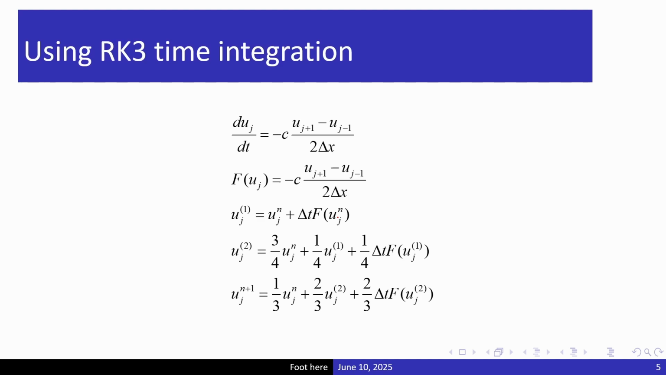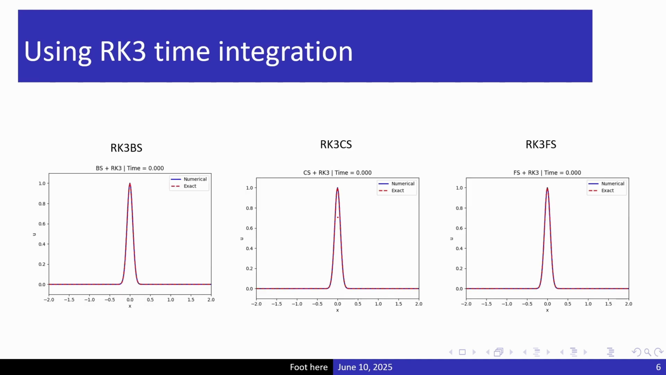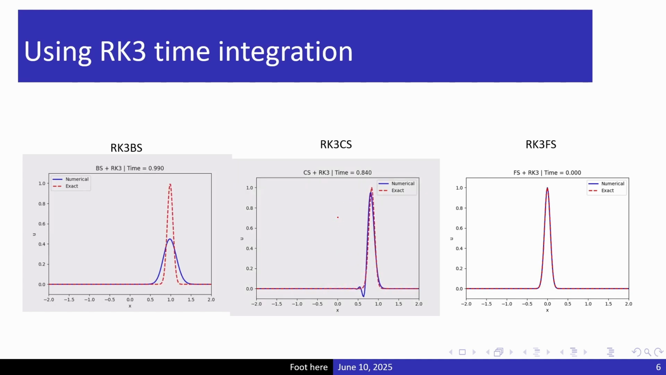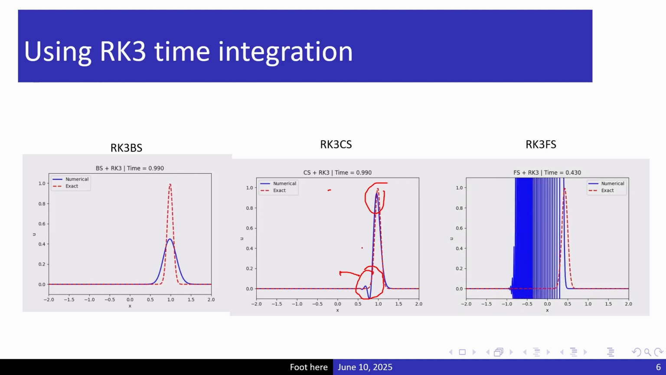So now we shall try to replace the forward in time with the Runge-Kutta time integration. So this is an algorithm for Runge-Kutta time integration. When we apply the Runge-Kutta method on backward in space, as usual it's not that bad, but the solution is diffusive. When we use central in space, this is a miracle. It's good, it's less dissipative, but it's dispersive. You can find some unwanted oscillation. This we call numerical dispersion. But when we apply the forward in space, it's still producing oscillations.